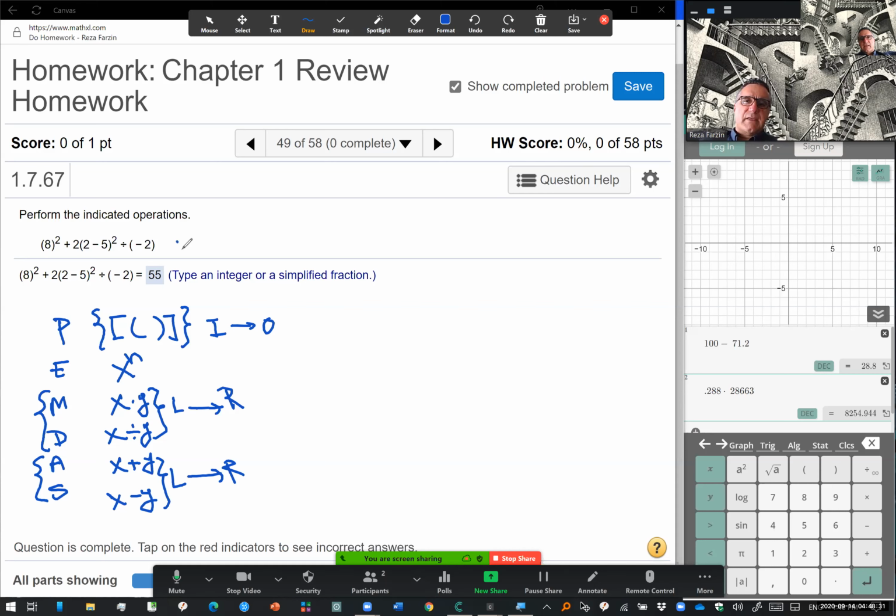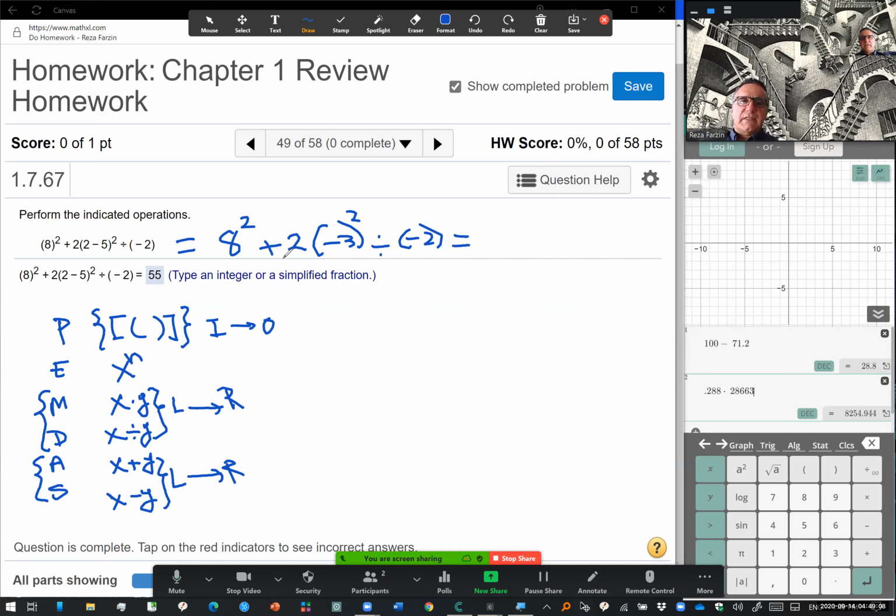I can just say that's 8 squared, because those parentheses aren't doing anything for me, plus 2 times, now we're going to go ahead and take care of the 2 minus 5. That's the only thing we're going to do right now, other than dropping those first pair of parentheses. So what's 2 minus 5? -3. Good. So we get -3 squared and then divided by -2, like that, right?